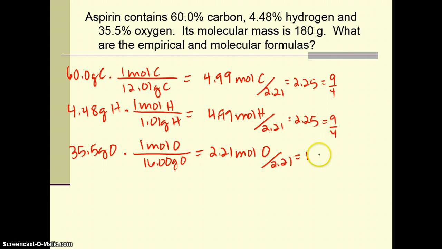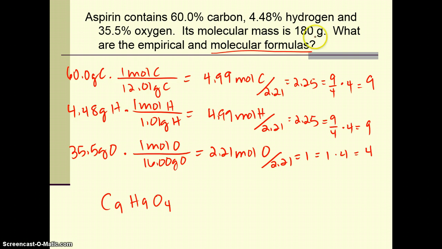Again, in order to convert this, it's easiest for me to turn it into a fraction. 9 over 4, 9 over 4. That's just still 1. I'm going to multiply this by 4, multiply this by 4, multiply this by 4, and I get a ratio of 9, 9 to 4. So I have C9H9O4. It says, what are the empirical and the molecular formulas?